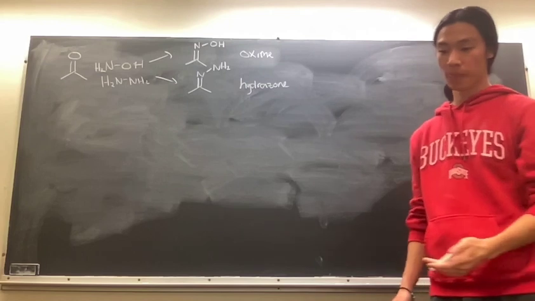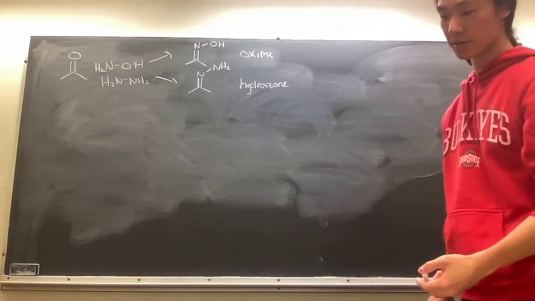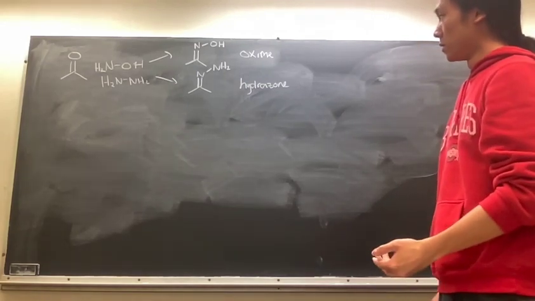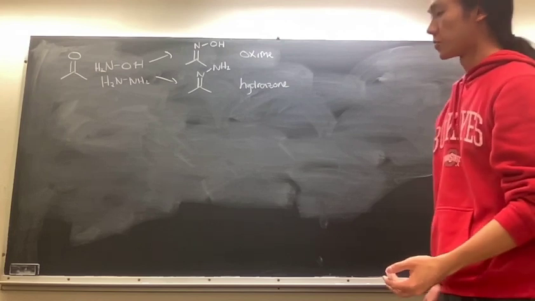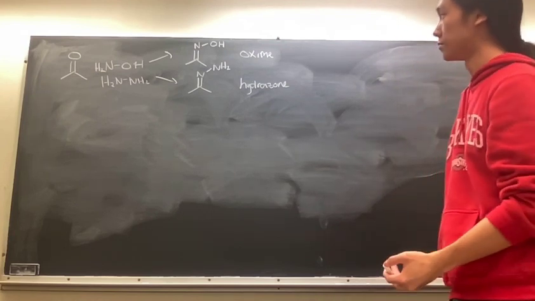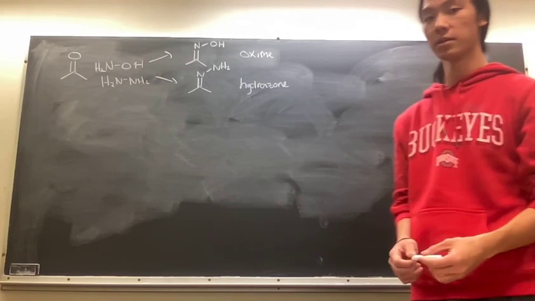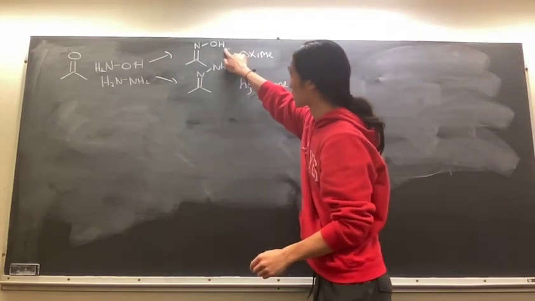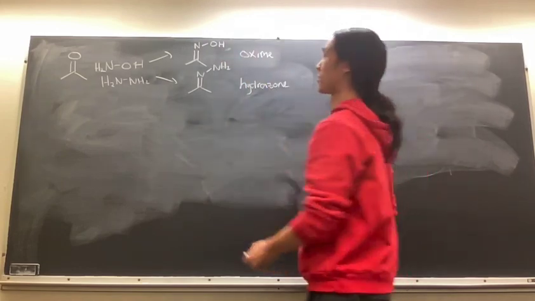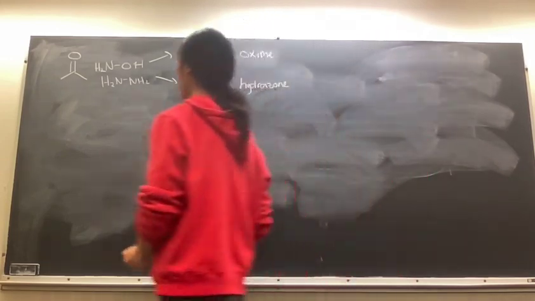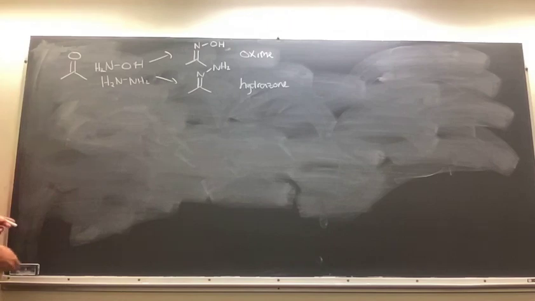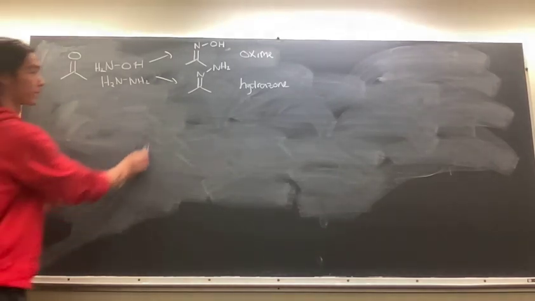Cool. Why are these important? Well, oximes are just cool. You're going to see their usage later on, I think, in the Beckmann, because if you protonate this oxygen, it forms a leaving group, and then you can have some cool attacks. But for now, we'll just focus on the hydrazone first in Wolff-Kishner.